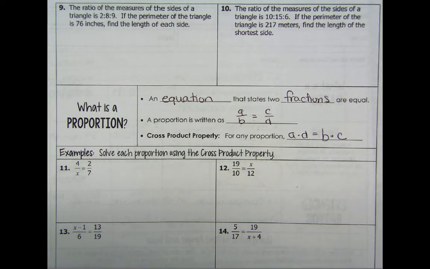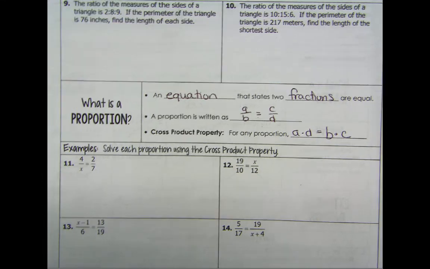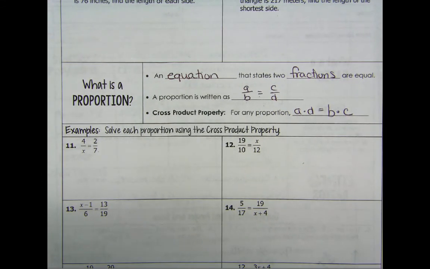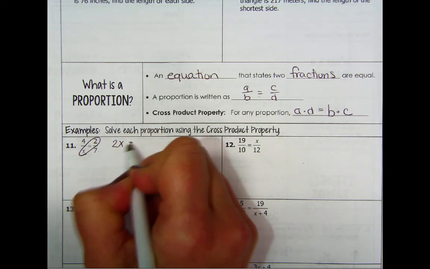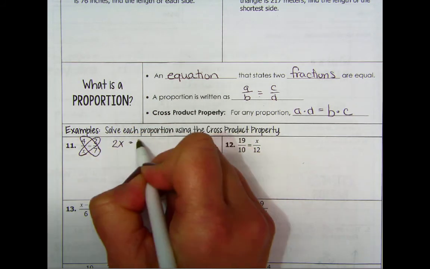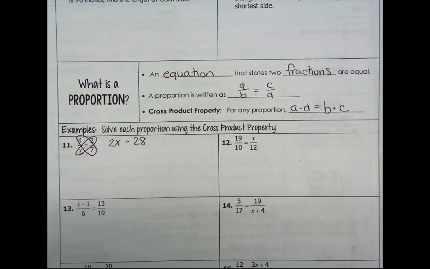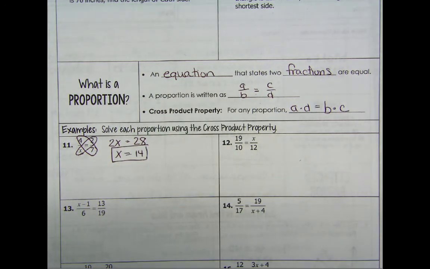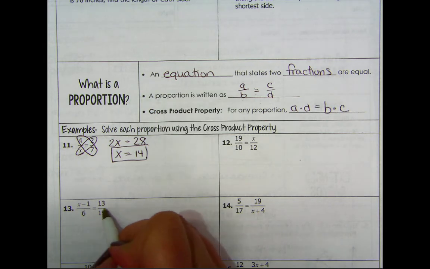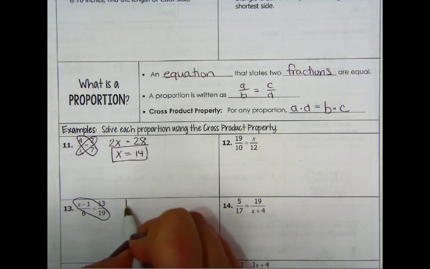Okay, and proportions are something that you've been doing for quite a while, but I will walk you through just a couple of them. If we take a look at number 11, when we go to cross multiply, 2 times x is going to give us 2x, and 7 times 4 is going to give us 28. Now we have a little equation that we can solve, divide both sides by 2, and x turns out to be 14.